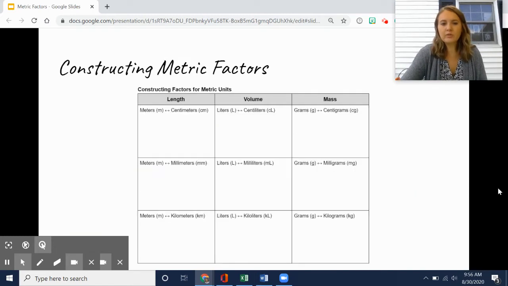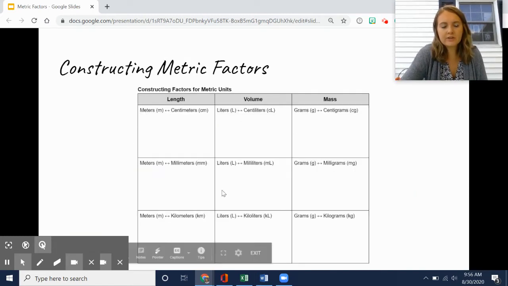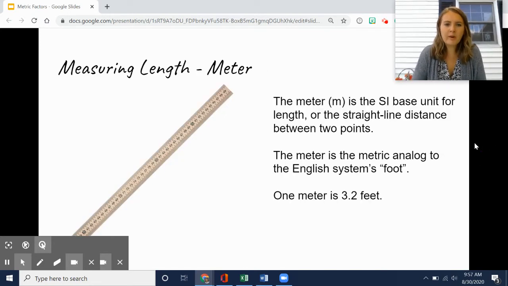So let's go ahead and get started. We'll fill out this first box here, or this first column, as we look at the meter. All right. So our meter, you've probably all seen a meter stick in your life. A meter is the SI base unit for length, which we said was the straight line distance between 2 points.